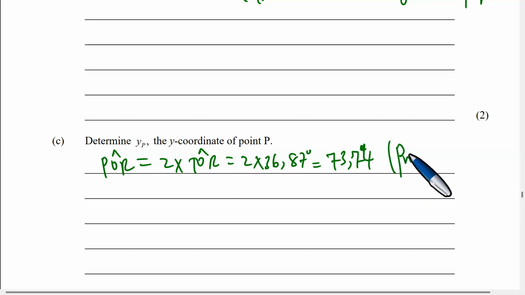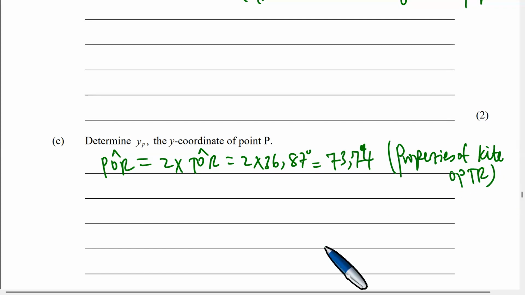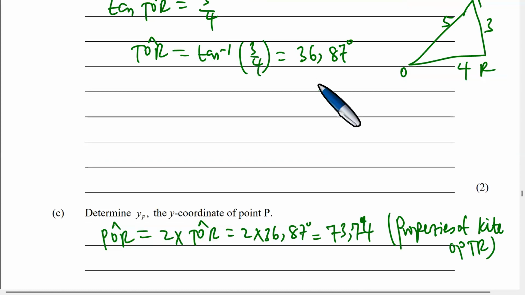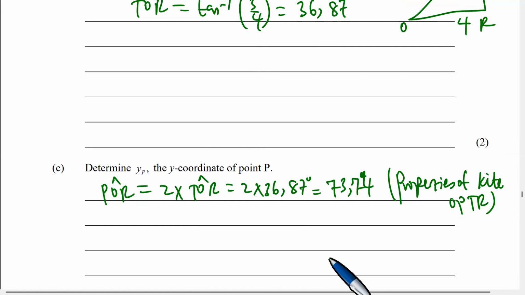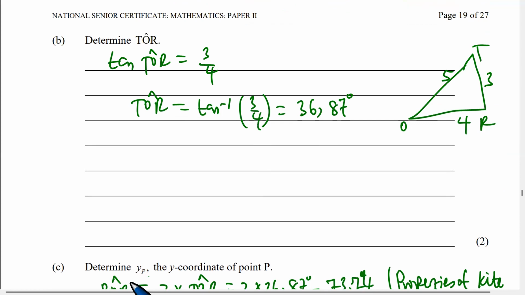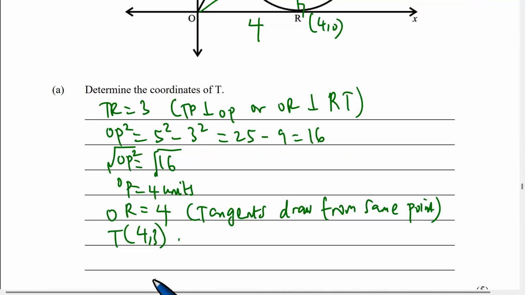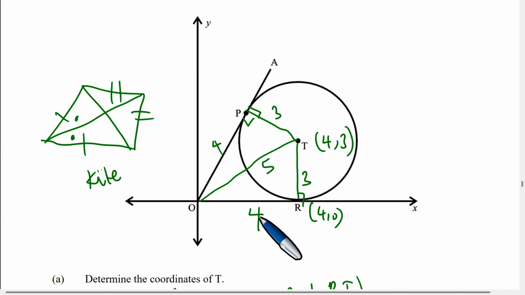Properties of a kite. OPTR. We found the angle 36,87 for TOR. So now we just multiply it by 2 so that it becomes this. Right, so now we can find the sine of POR. Let's check the sine of the angle POR. What is the sine of the angle POR?